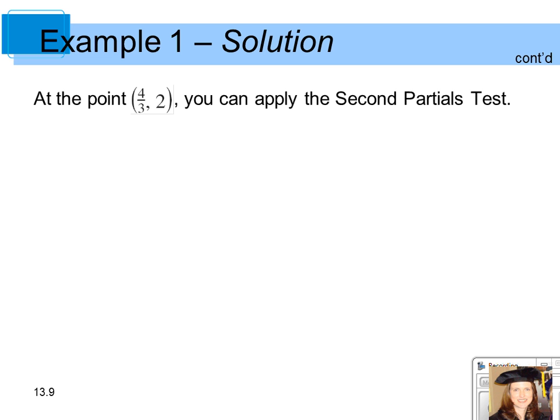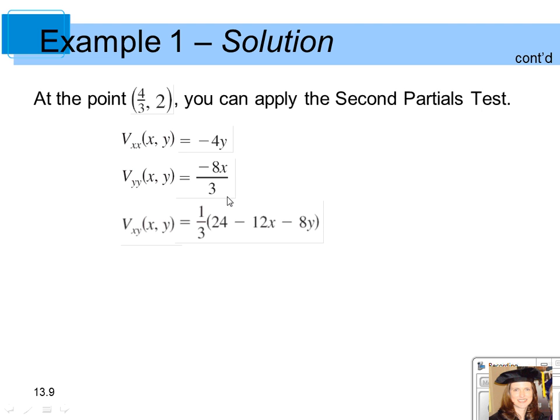Go back to the first partials and continue to take the partial derivatives again with respect to x, y, and then do the mixed partial derivative. The second partial with respect to x is negative 4y. The second partial with respect to y is negative 8x over 3. And the mixed partial is 1/3 the quantity 24 minus 12x minus 8y.